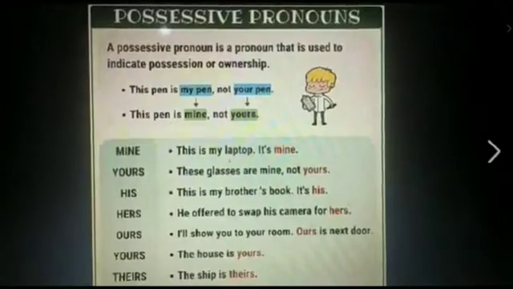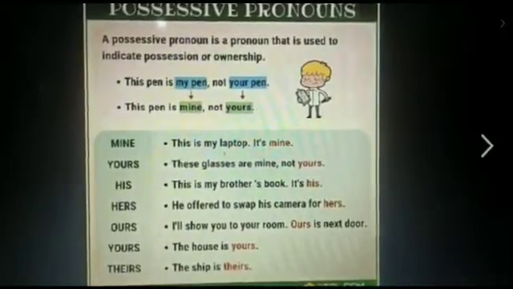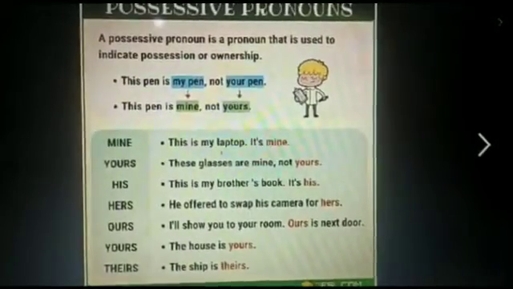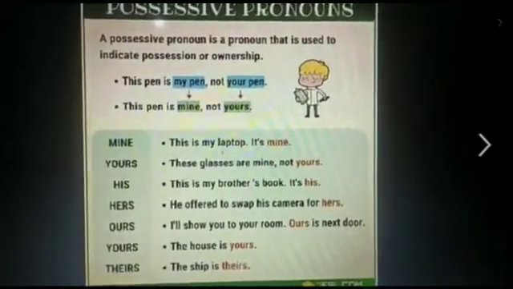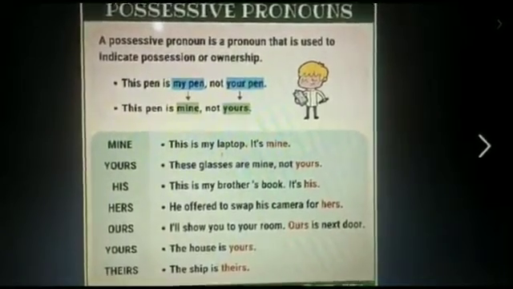Third type is the possessive pronouns. A possessive pronoun is a pronoun that is used to indicate possession or ownership. This pen is my pen, not your pen. How can I say it? This pen is mine, not yours.